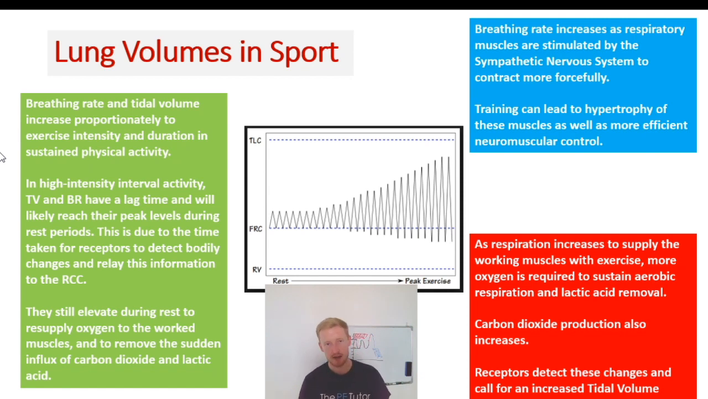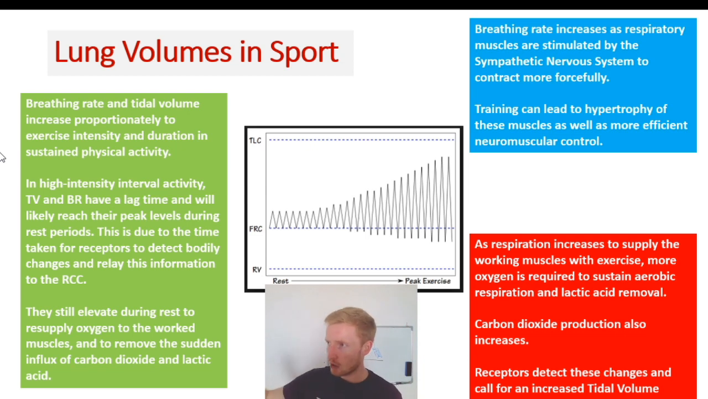In high intensity interval activity, it's not instantaneous. It's not as soon as you start running, bang, we've got minute ventilation increased and it's ready to go. It doesn't work like that. The body's amazing, but it's a little bit slow. There's a bit of a lag time between you doing something and your body realizing that you've just done it and then responding appropriately to what you just did, if that makes sense.